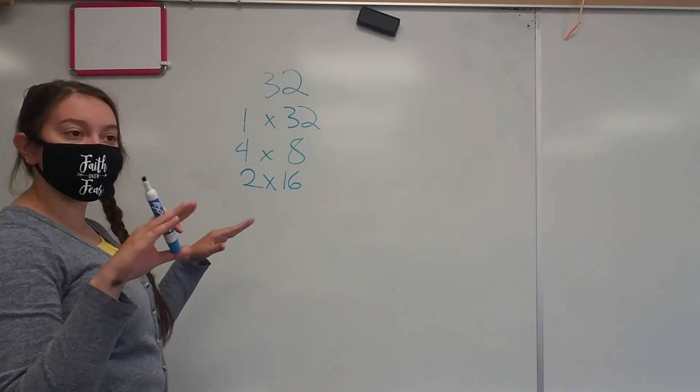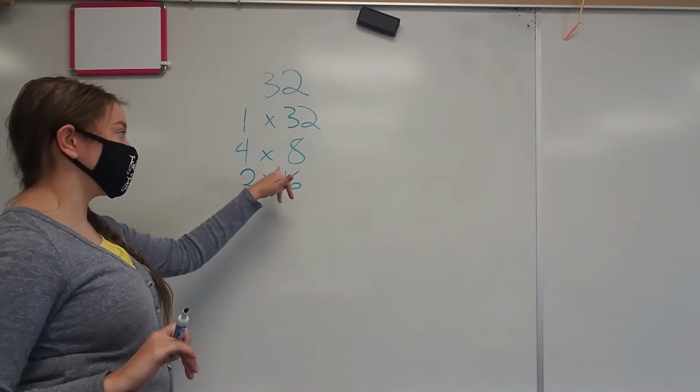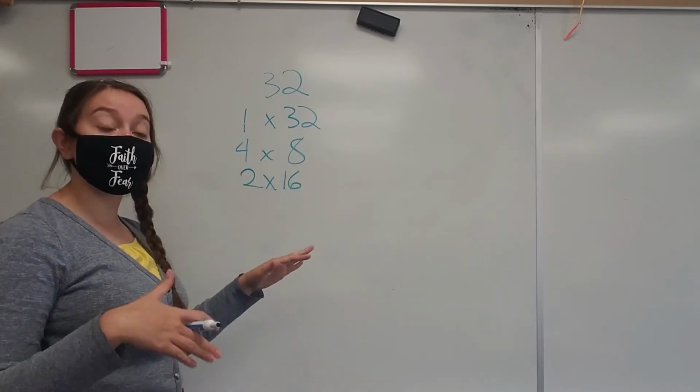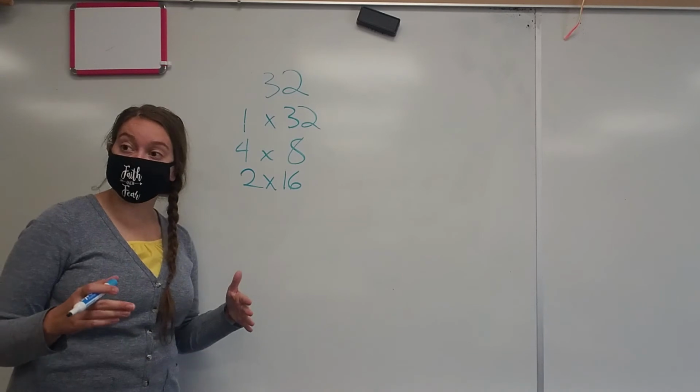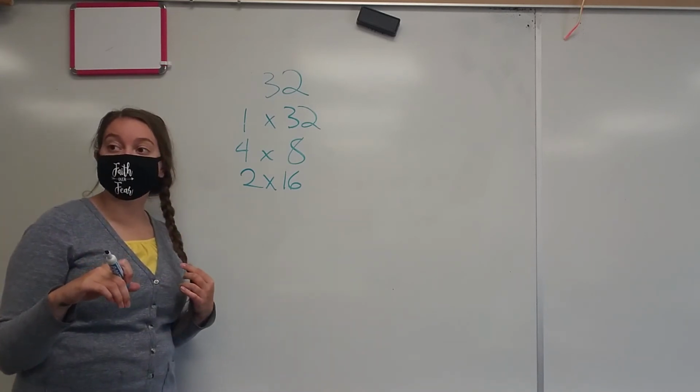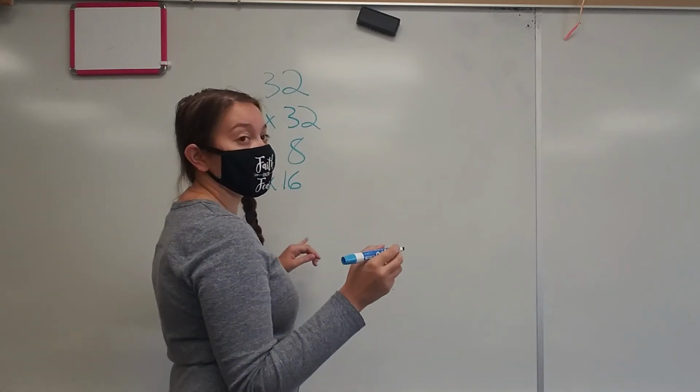So we know we're about done, right? Because then we start repeating because then we get to 8 and we already did that one, right? So that's how you check and make sure you got all of them. Does that make sense? Yes or no, bobbleheads? Okay. Now let's make our factor pairs.